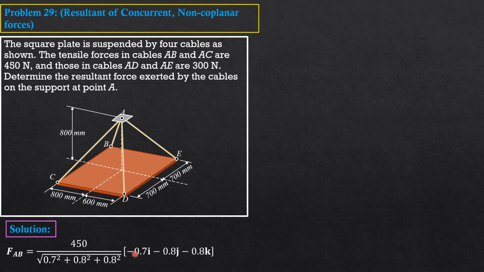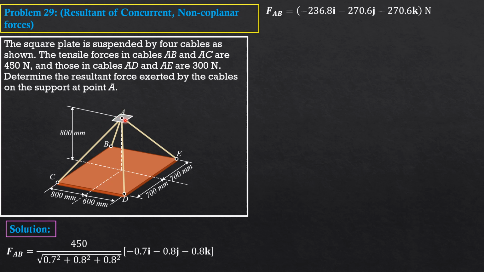So again, these are negatives, because A to B is along Z downward, so negative 0.8k, along Y leftward, negative 0.8j, and along X backward, so negative 0.7i. FAB therefore is equal to negative 236.8i minus 270.6j minus 270.6k newtons.